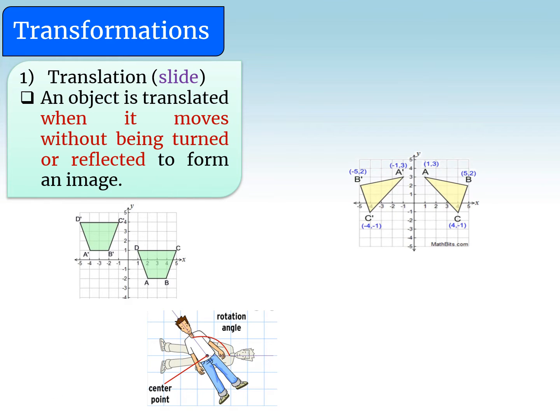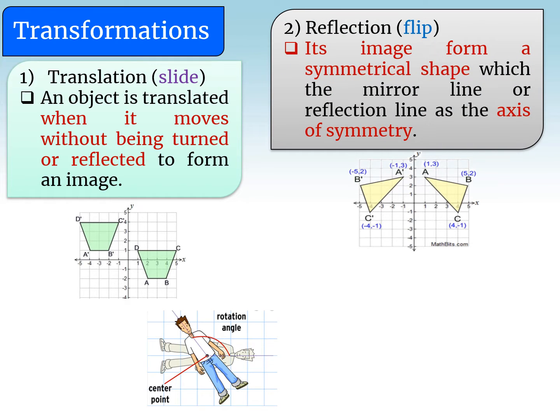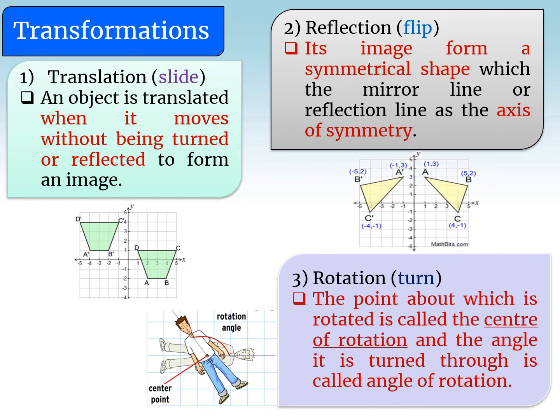Translation, the keyword is slide. An object is translated when it moves without being turned or reflected to form an image. Reflection, your keyword is flip. Its image forms a symmetrical shape with the mirror line or reflection line as the axis of symmetry. And for rotation, the keyword is turn. The point about which it is rotated is called the center of rotation and the angle it is turned through is called the angle of rotation.